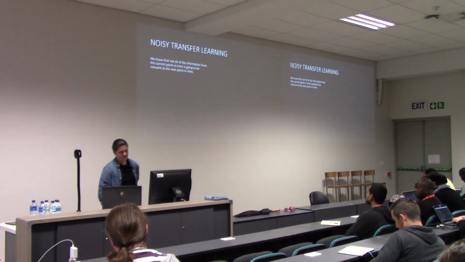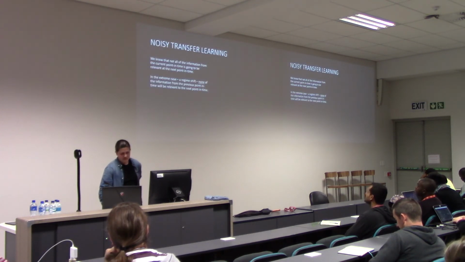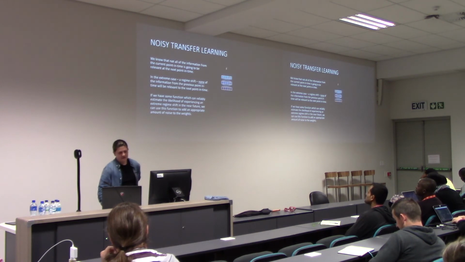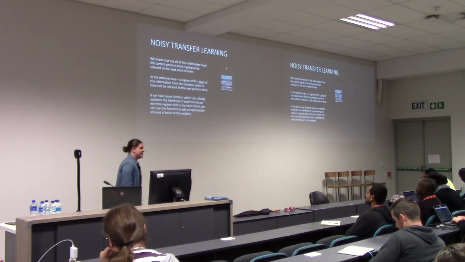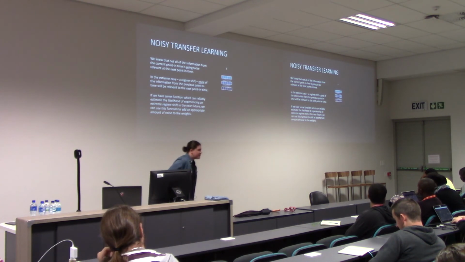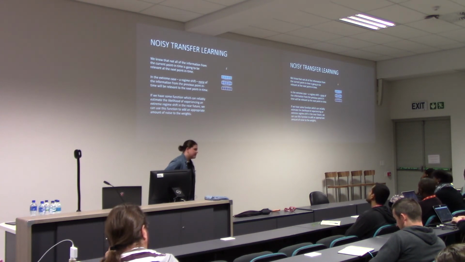Cool. Another thing, noisy transfer learning. Previously we were talking about how we have our weights. What do you do if your model was very certain that it was actually being wrong?